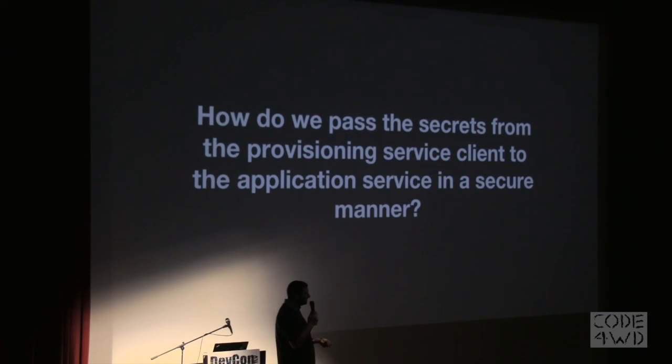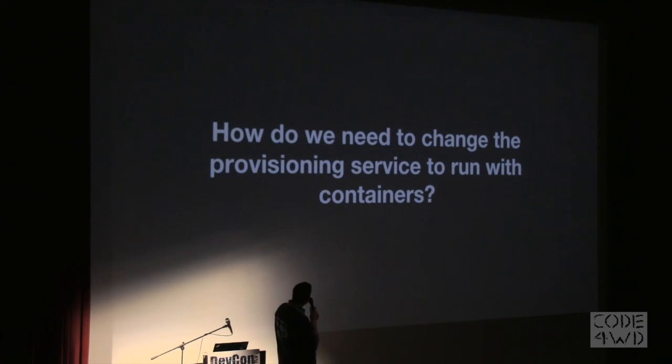We also have an open question: how do we pass the secrets from the provisioning service to the client, to the application service, in a secure manner? Environment variables are a really popular way of doing this, especially for people using Docker, right? It's not in the process, you can't sniff it anywhere. Okay, well, who's going to set that environment variable? Where's that going to happen? So that's an open question for us.